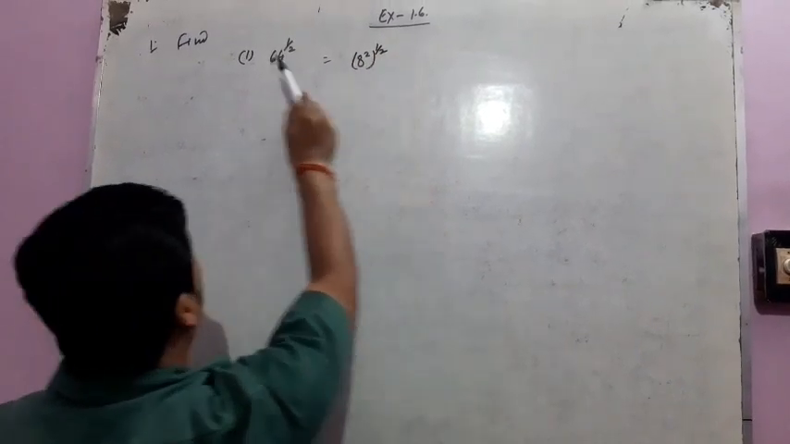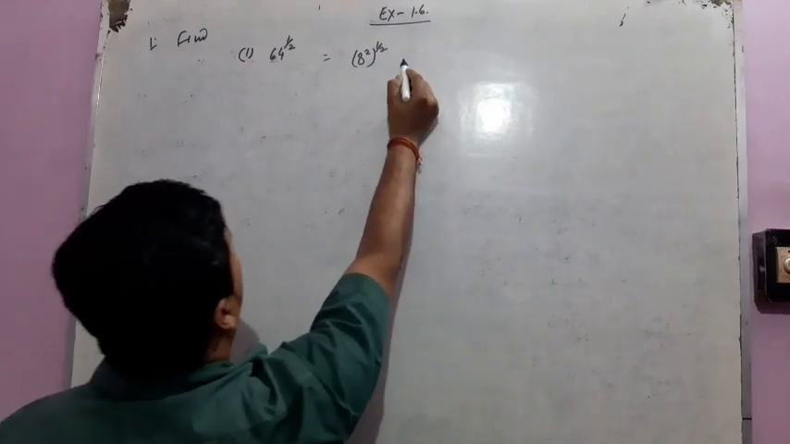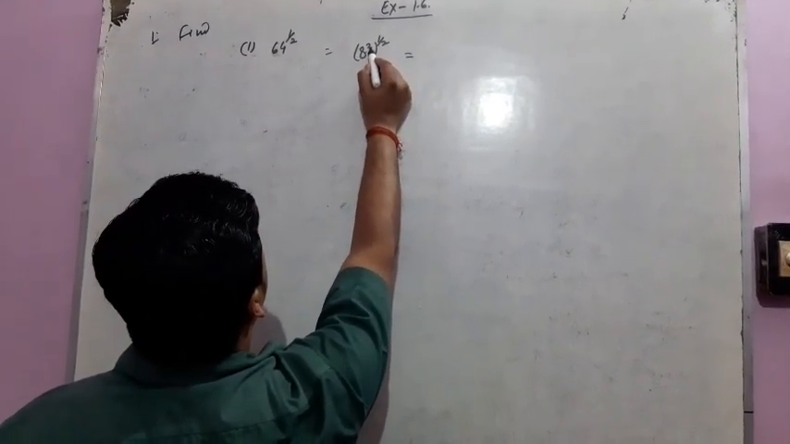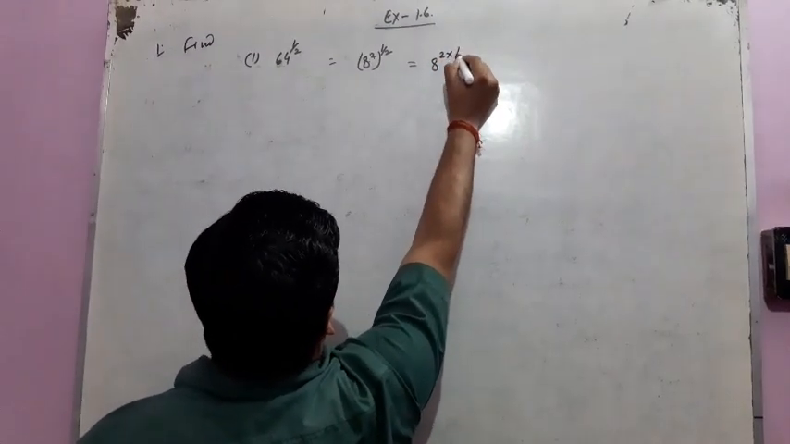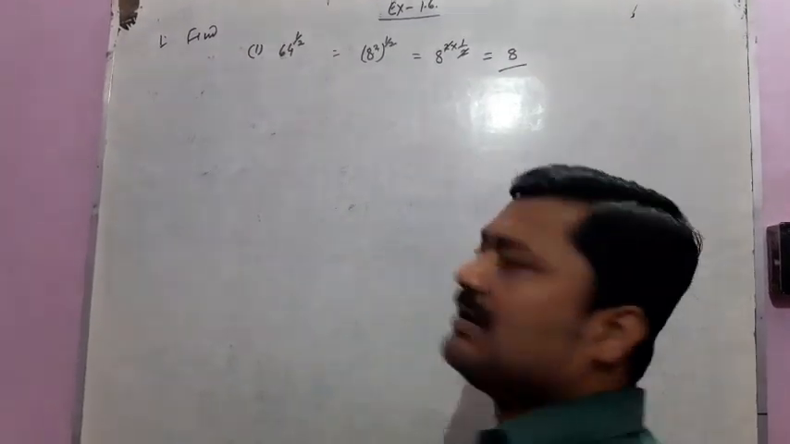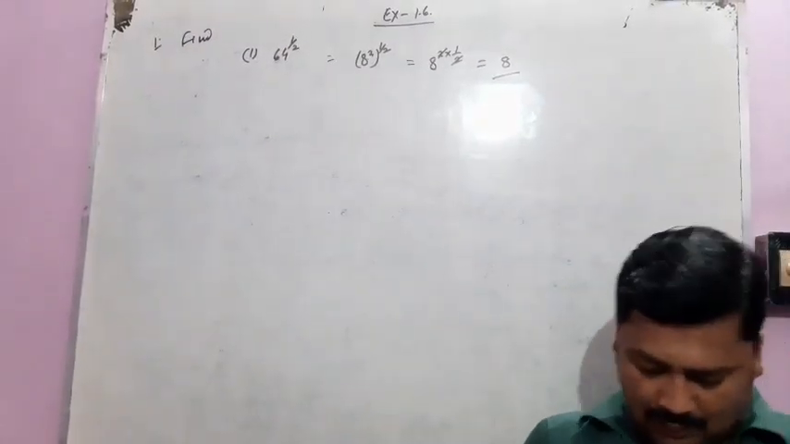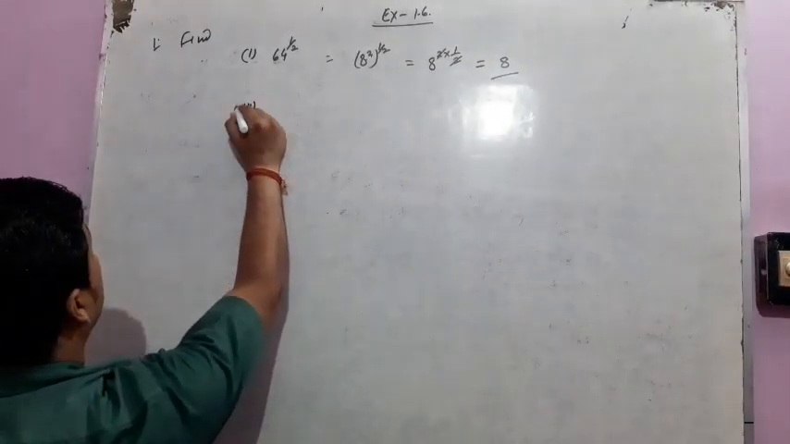As you know, we can write 64 as the square of 8. Now here the power of 8 is 2 and then its power is 1 by 2. So for solving it we multiply the exponents. Now 2 cancels, what remains here? 8. So the answer is 8. Look, one more question: the third question of the first part.